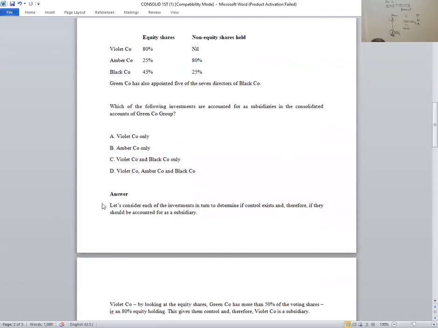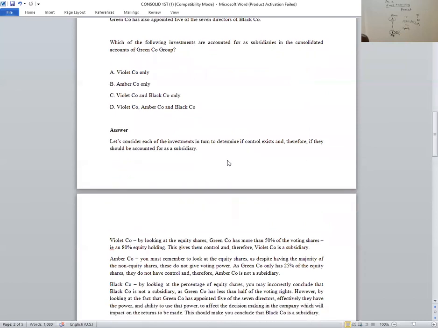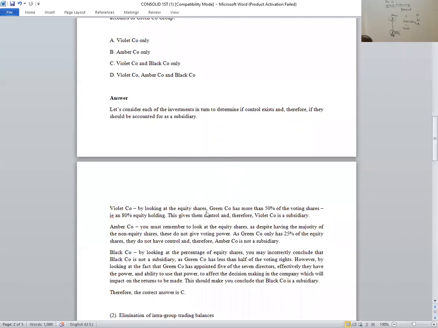Look at how they are framing their answer here. Let's consider each investment in turn to determine if control exists, and therefore if it should be accounted for as a subsidiary. Violet Company: by looking at the equity shares, Green Company has more than 50% of the voting shares. Voting shares are also known as equity shares, i.e. an 80% equity shareholding. This gives them control, and therefore without any doubt, Violet Company is a subsidiary.